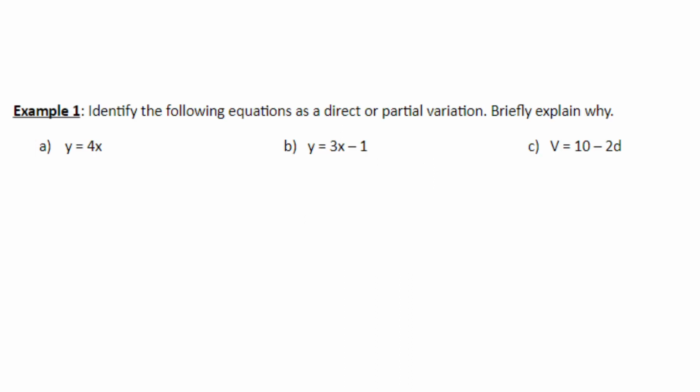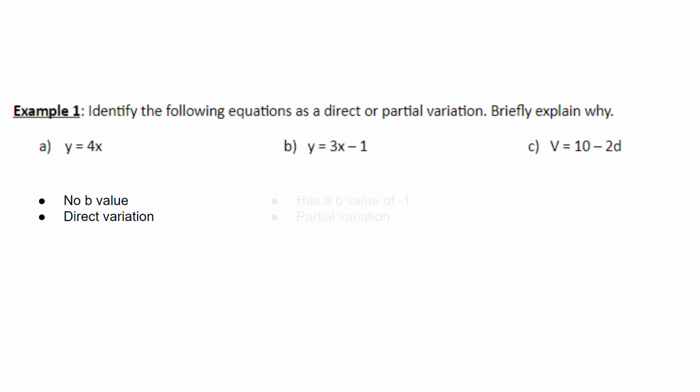So in example 1, we want to identify which of the following equations is a direct or a partial variation and give a brief explanation why. So let's look at example A. We have y equals mx plus b, where m is 4 and b is 0. So we just have y equals 4x. Since there is no b value, this is a direct variation.